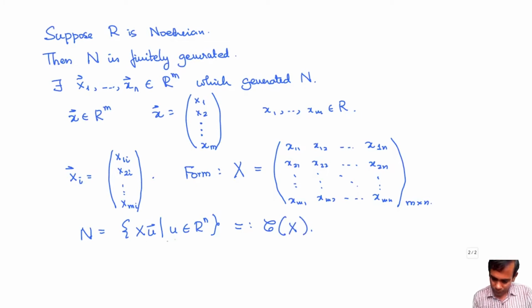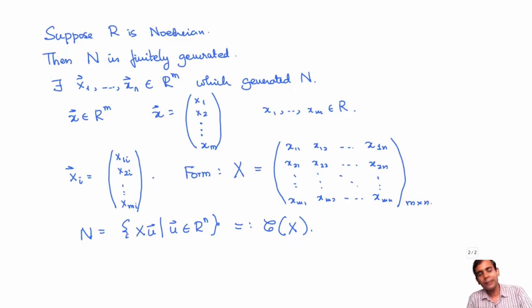Okay, so this is an m by n matrix. You can multiply it by vectors of the form u1, u2, un, column vectors of size n, and you'll get a column vector of size m. And the column space of a matrix is precisely all linear combinations of its columns. And so when we say that x1, x2, xn generates N, that means that the elements of N are all in the column space of X. In fact, the column space of X is equal to N.